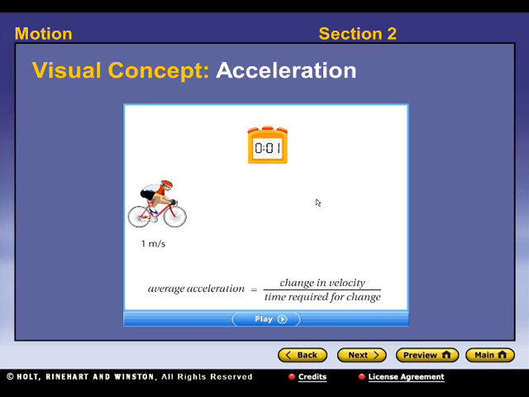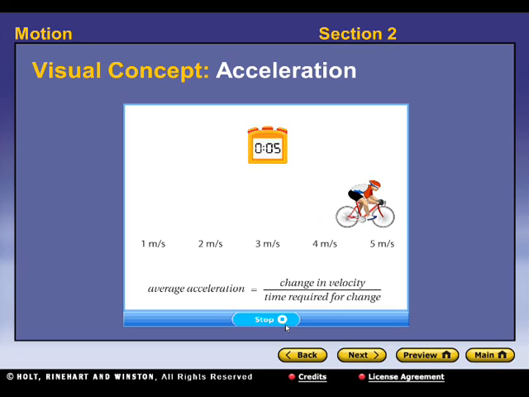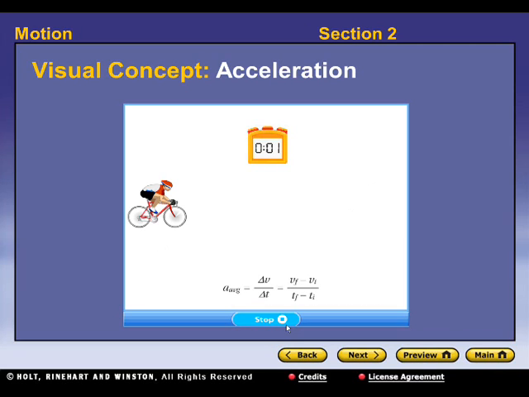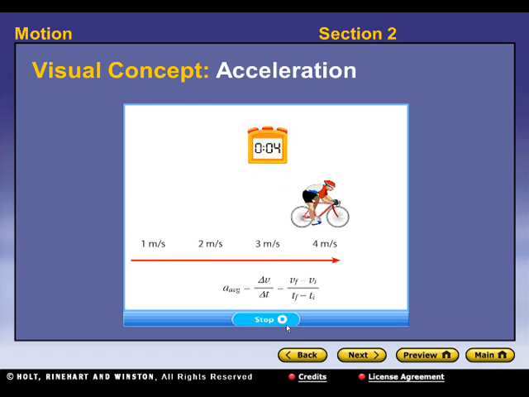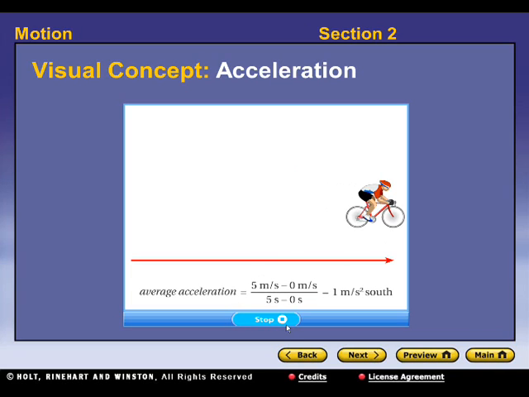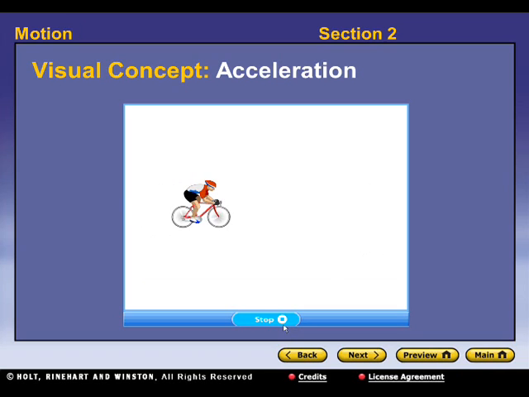So let's watch a little visual concept here. An object changing speed is accelerating. The equation for acceleration is the change in velocity divided by the time required for the change. Acceleration can be calculated by knowing the initial and final velocities and the initial and final times. Like velocity, acceleration must also include direction. The velocity of this cyclist is increasing by 1 meter per second south each second. His acceleration is expressed as 1 meter per second squared south.